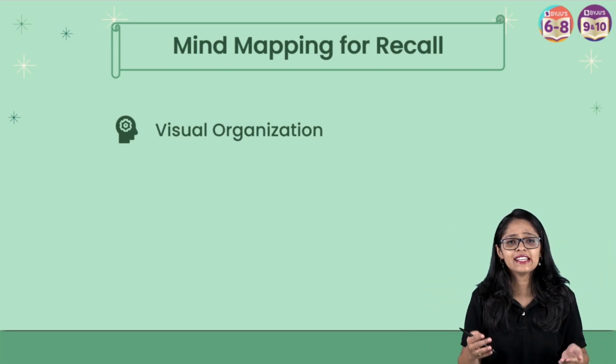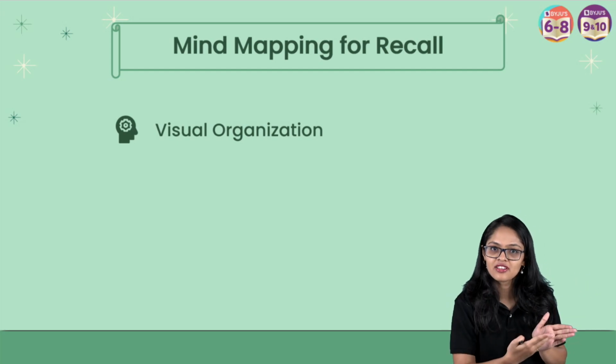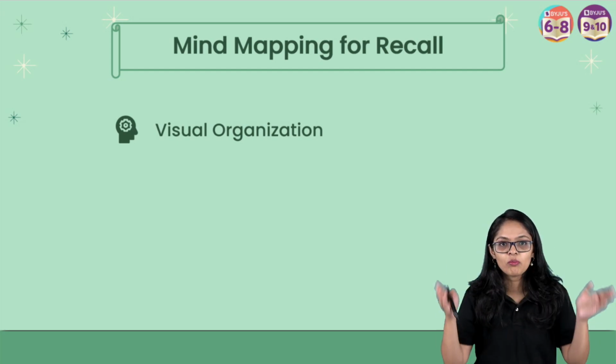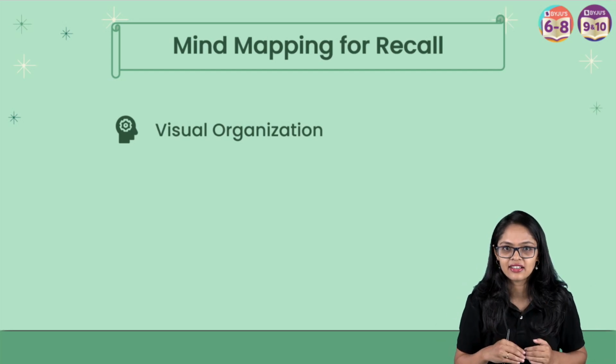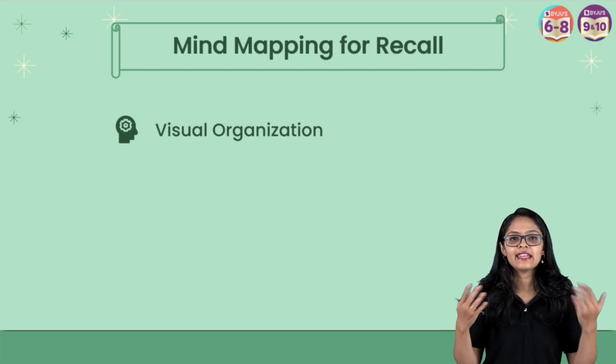So this is basically for visual learners. Visual learners are those who learn better when pictures are shown, when something on a screen or on a board is written. They see and learn, and are called visual learners. So visual organization gets better.